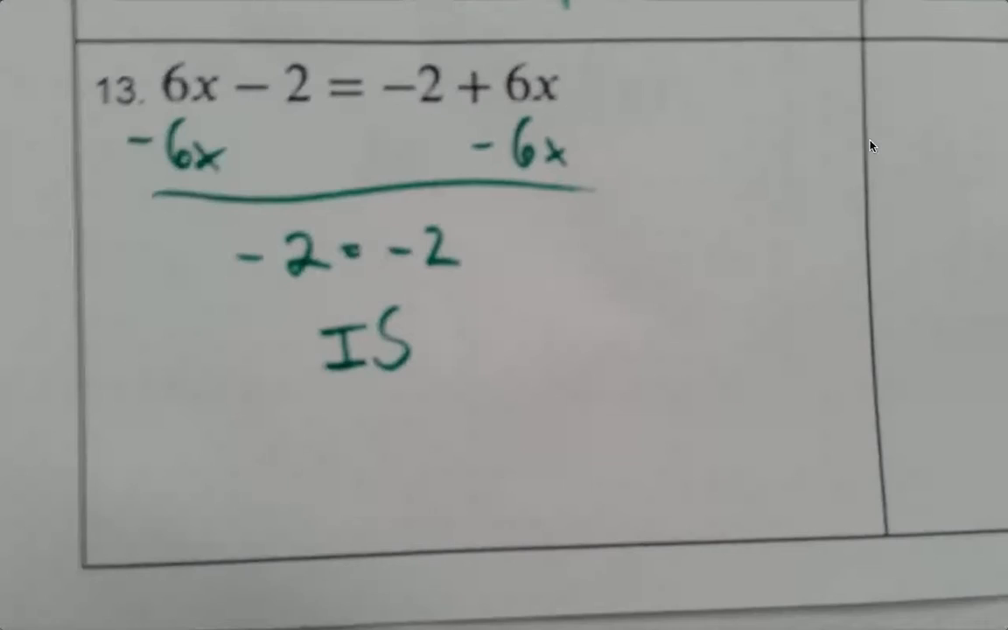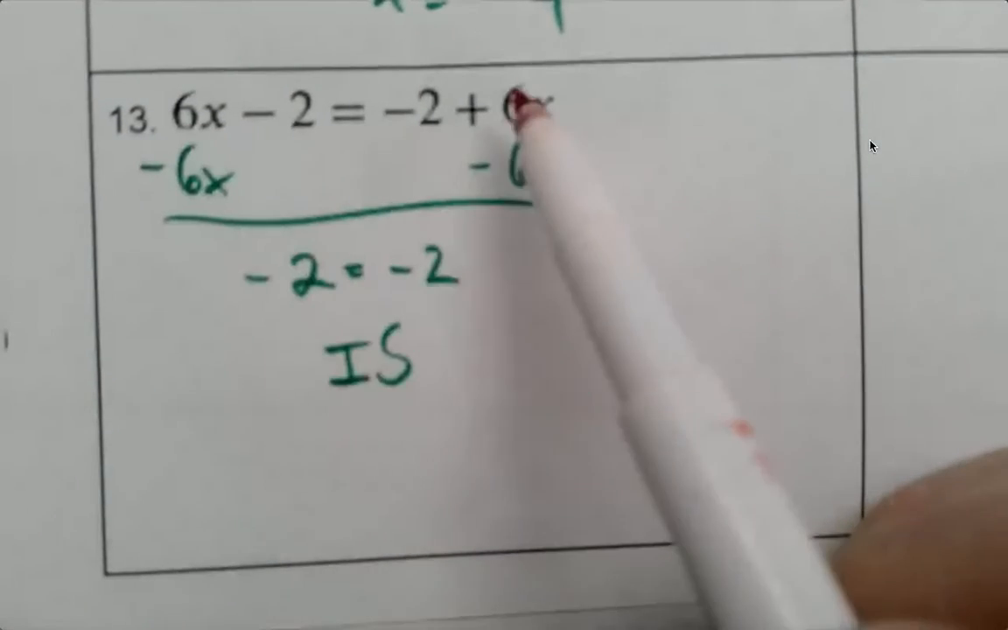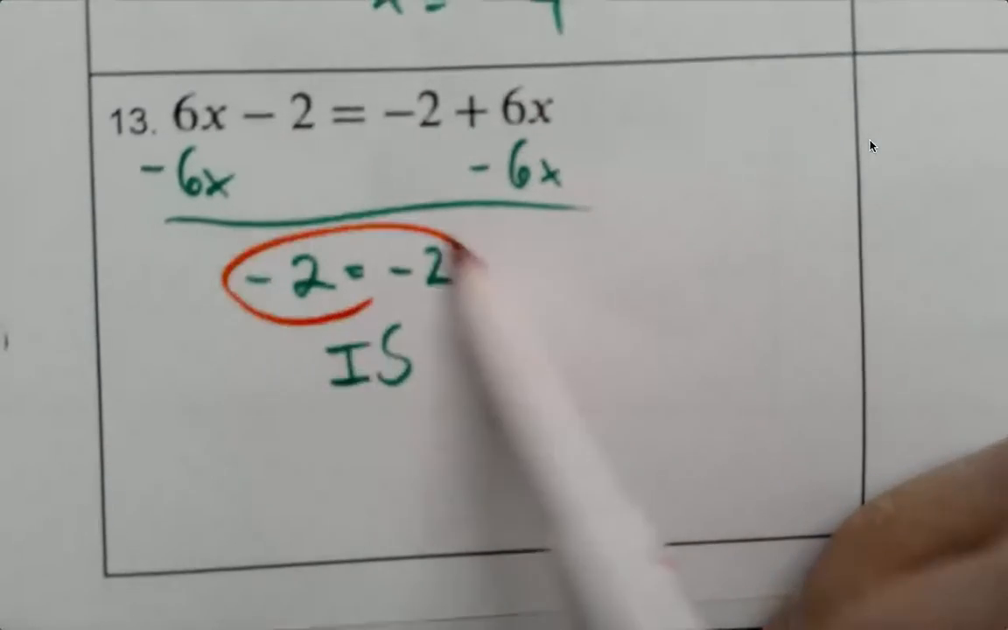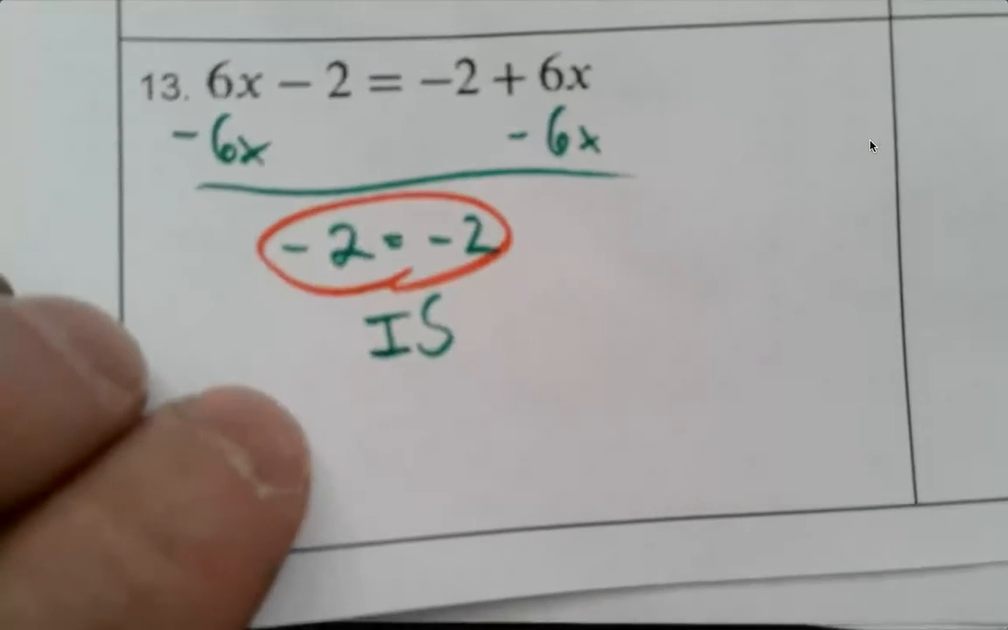Number 13. This one comes up on the test too. If you notice, subtract 6x on both sides because they're the same. Neither is bigger or smaller. You're left with negative 2 equals negative 2. That's a true statement. So it's infinite solutions. Again, if it's the same thing on both sides, it's infinite.